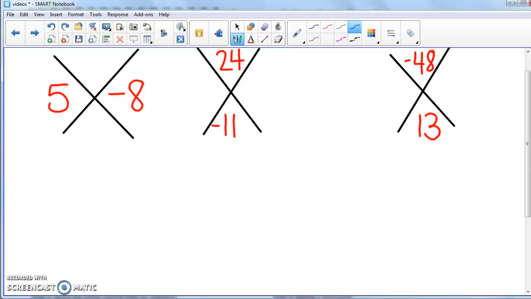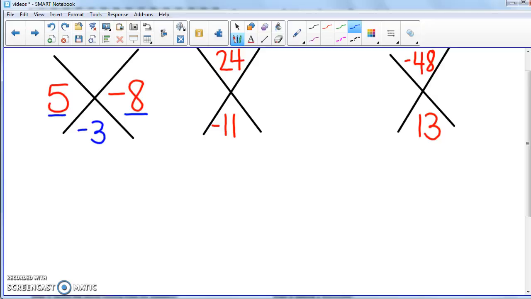On diamond problems, it's important to know the pattern of the diamond problem. So if we look at this first one, we're going to take 5 and negative 8, and we're going to add those together to find the sum. So 5 plus negative 8 equals a negative 3.